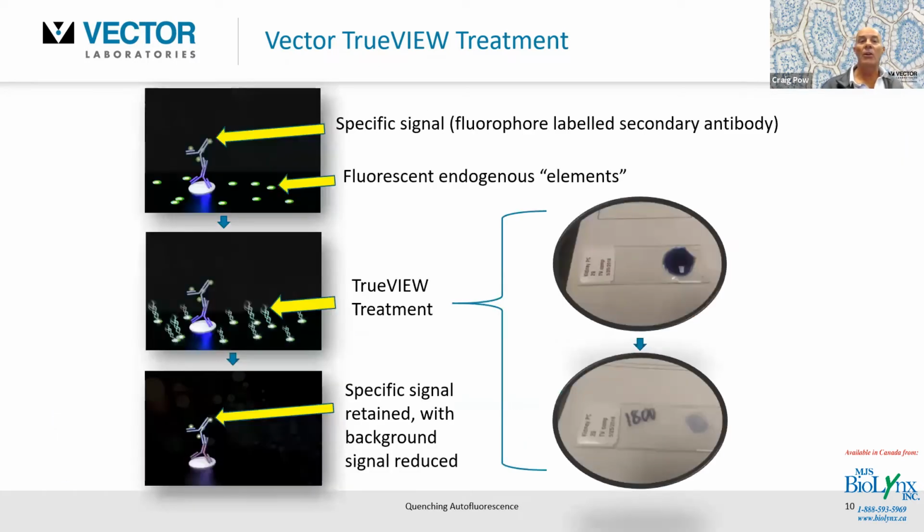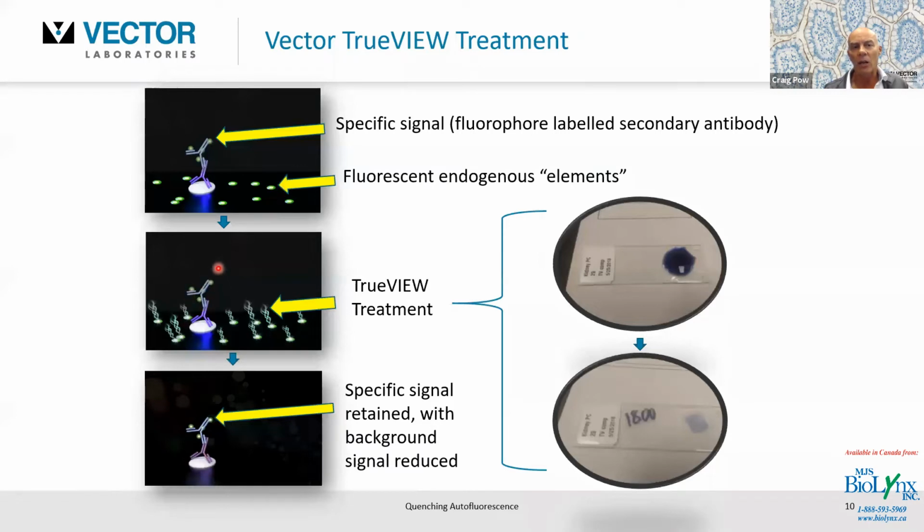This is a bit of a schematic showing you what I'm referring to. Here would be your target antigen, that white dot, detected with a primary antibody, and then subsequently with this fluorophore-conjugated secondary antibody. And you may be experiencing this endogenous autofluorescence.